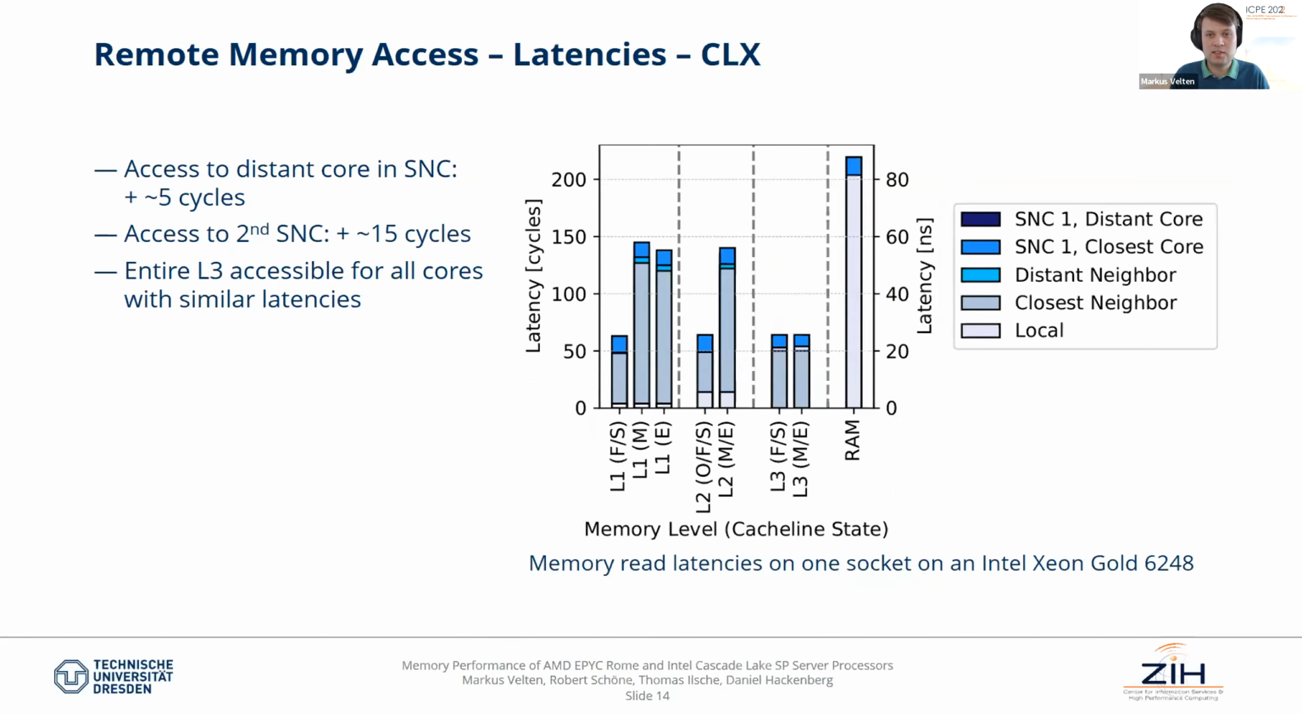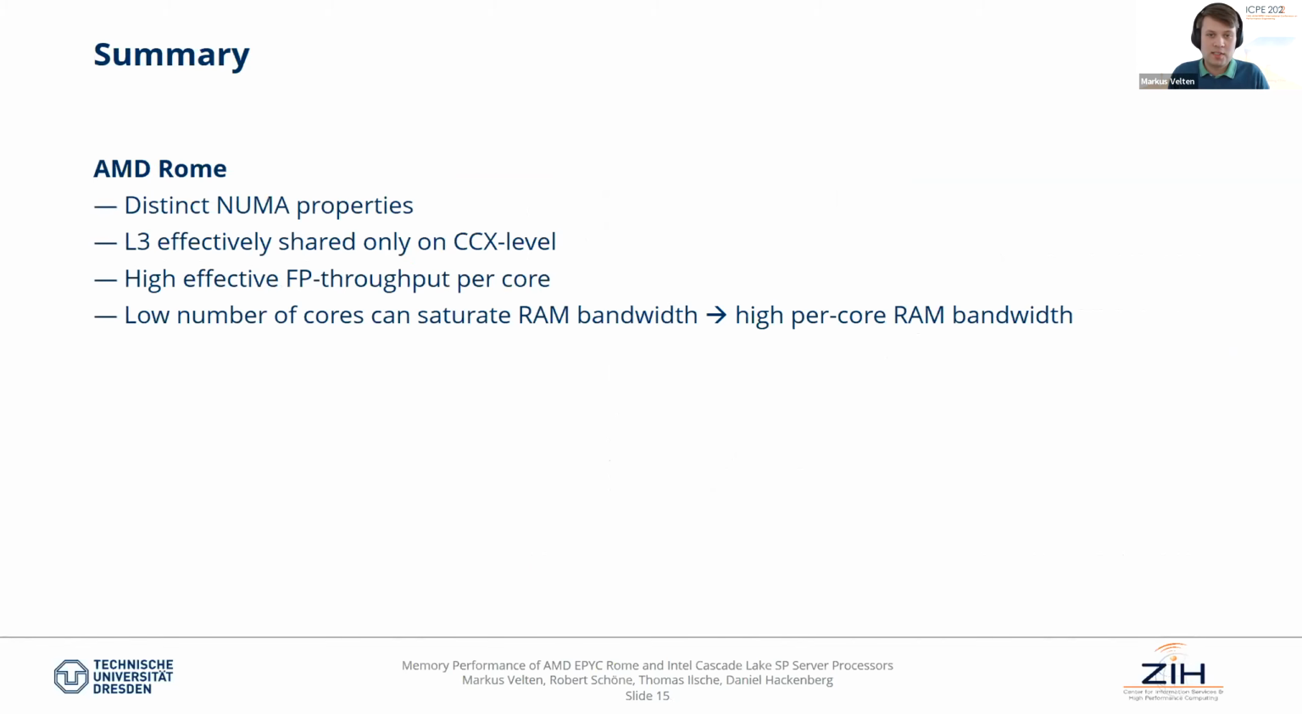The Intel system did not show these dominant NUMA characteristics. We are only able to see a latency increase of up to 5 cycles when accessing a distant neighbor within the local SNC, and some additional 15 cycles when accessing the second sub-NUMA cluster. So not really substantial compared to the AMD system. And this means that, for instance, the L3 is accessible for all cores with pretty much the same latency throughout the entire system. So let's get to the summary.